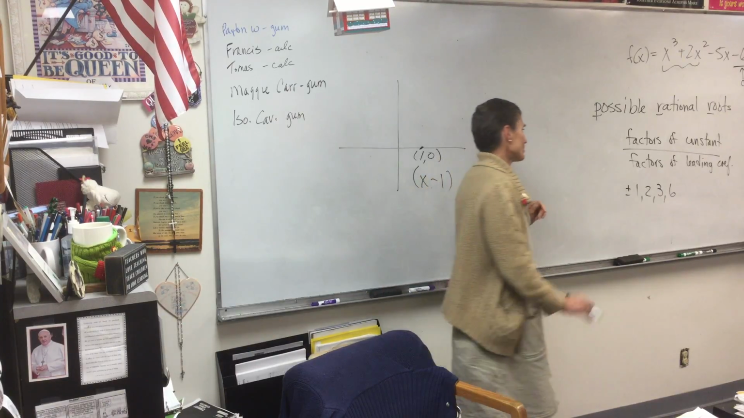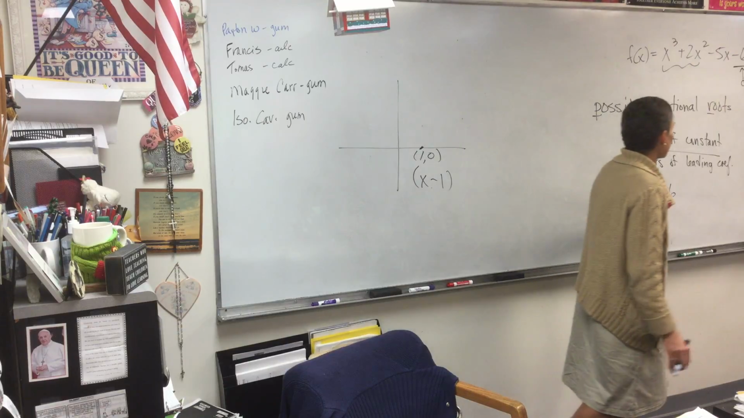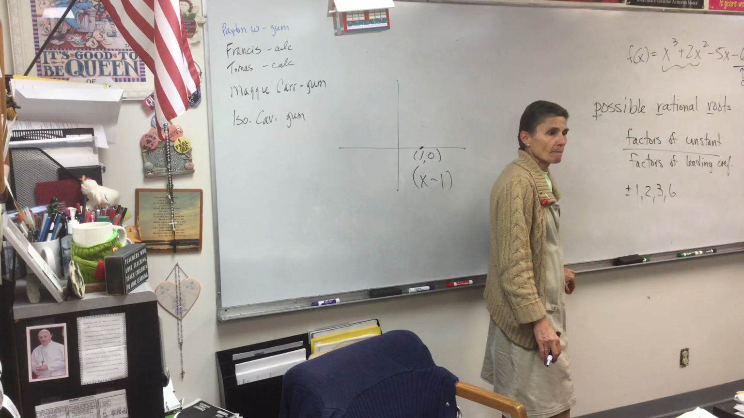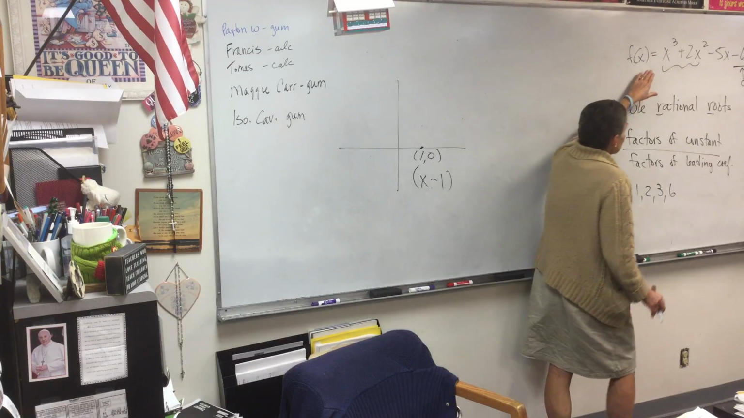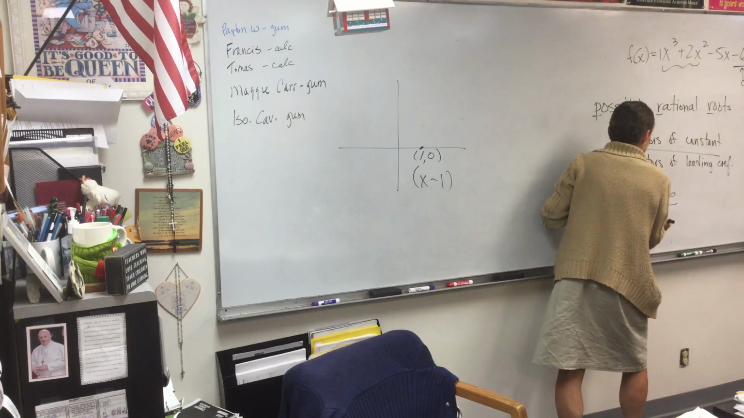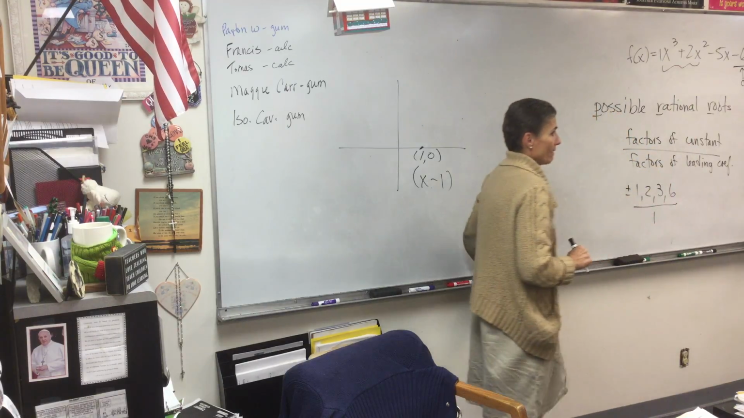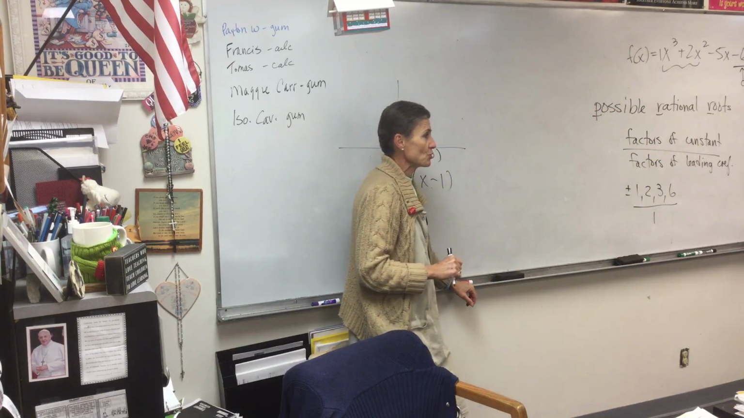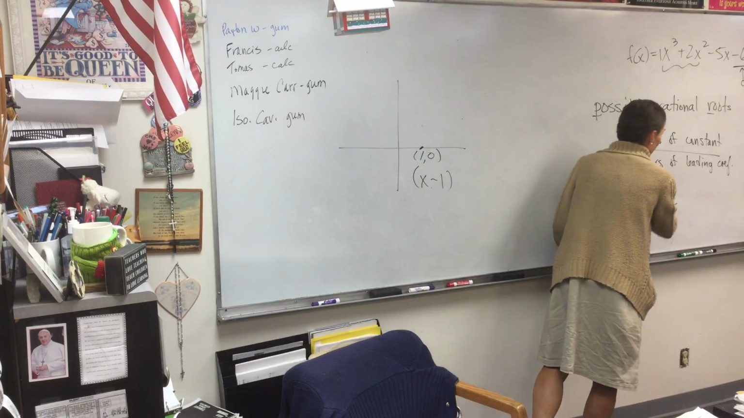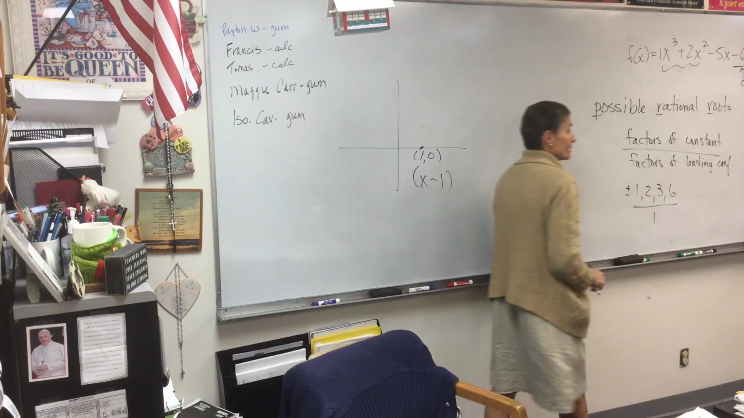Alright, so the numbers that will divide into -6 are 1, 2, 3, and 6. The leading coefficient, if we're lucky, is just 1. So that's the best number to have, because that means you're not going to have any fractions. You have 1 over 1, 2 over 1, 3 over 1, 6 over 1.